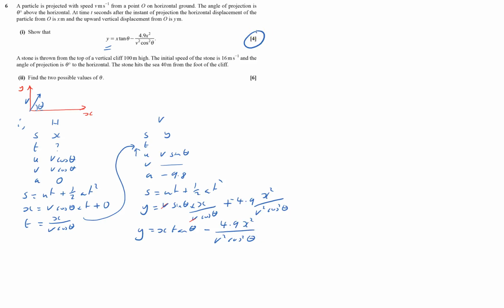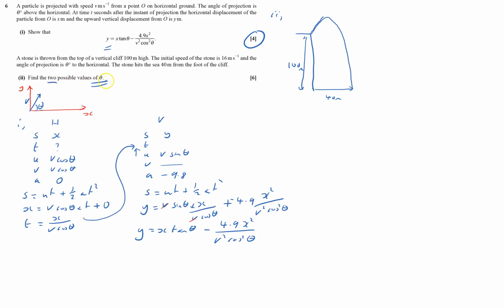And then part 2: a stone is projected from the top of a vertical cliff, so that is 100 meters high. This goes up here and it hits the sea 40 meters from the foot of the cliff. So that's 100 meters, and that's 40 meters, and it goes up like so. We have to find the 2 possible values of theta.